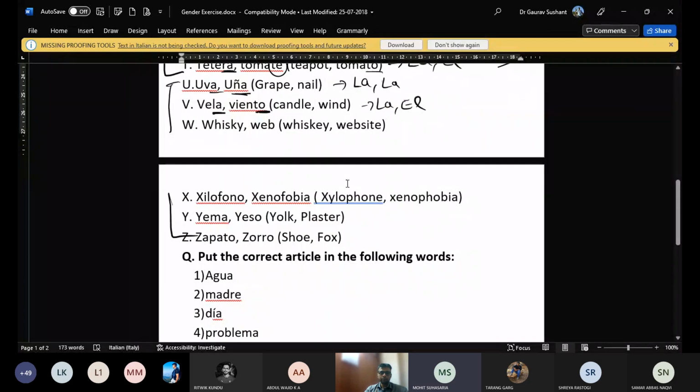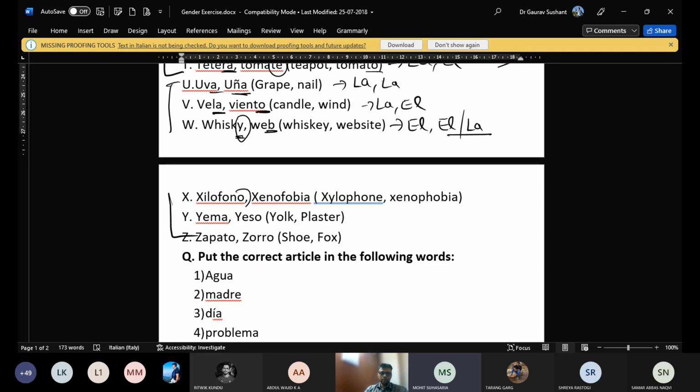Then number W, you have to check very carefully. As I told, when you find words not following any of those rules, tricks which I have shown you, it will be a masculine one. So it is el whiskey. With web, there is a freedom that you can use either of the two. Either you can use el also, you can use la also. There's not a problem in that.